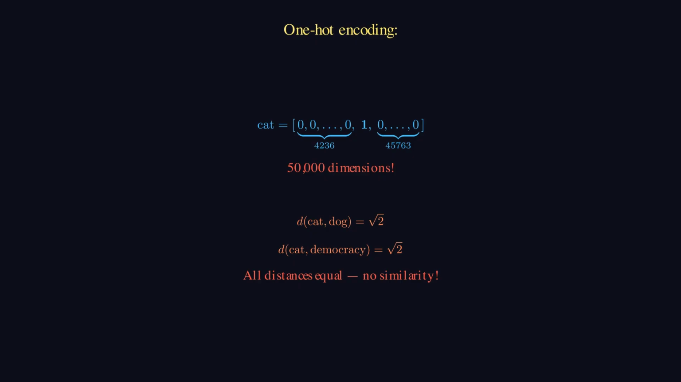But there's a huge problem. Every word is equally distant from every other word. Cat and dog are just as far apart as cat and democracy. There's no notion of similarity. And the vectors are enormous, 50,000 dimensions for each word.